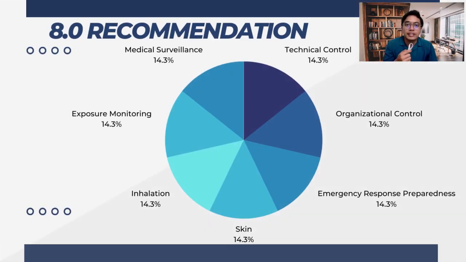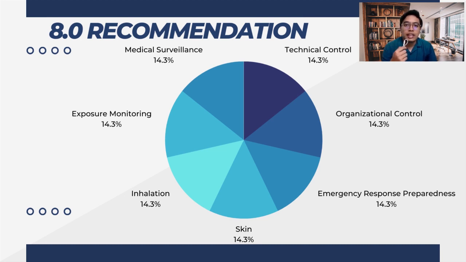As part of the recommendation, we have given 7 parts, which is number one is technical control, second one is organizational control, the third one is emergency response preparedness, number four is skin and inhalation, the next one is exposure monitoring and medical surveillance. For the first one, technical control, we follow the hierarchy of safety. Number two is organizational control, where we check the hygiene facilities such as risk communication and safe work system. The third one is emergency response preparedness by following the emergency procedure and emergency response.